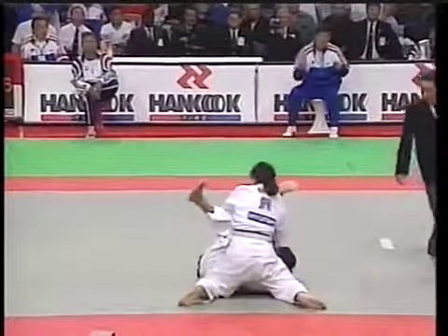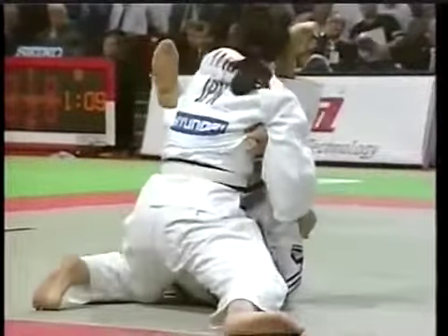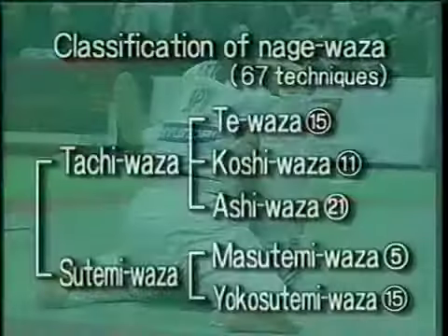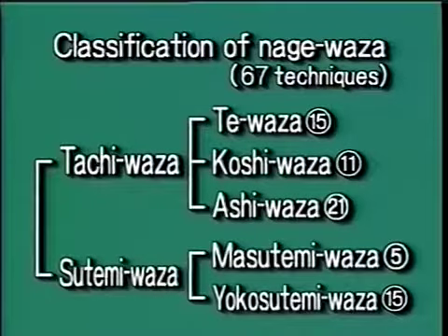Nagewaza or throwing techniques can be divided into Tachiwaza, standing techniques, and Sutemiwaza, sacrificing techniques. There are 67 techniques in all, and they're classified as shown here. Let's look at the basics of each technique and how it's applied, focusing on the differences between techniques that may appear similar with examples from actual competitions.